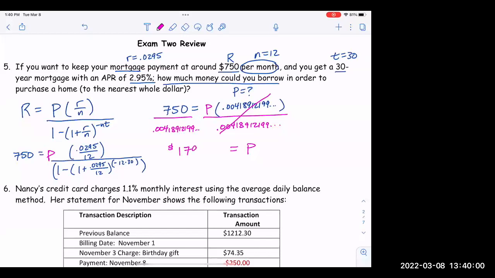It said to round to the nearest whole dollar, so $179,035 is what I got. That is the price of the home that we could afford. It doesn't mention anything about a down payment here, so you don't have to worry about that on this one. Without worrying about a down payment, if we want to keep our payment at 750, we can afford a house worth around 179,000. Any questions on this working backwards process or anything on that problem?